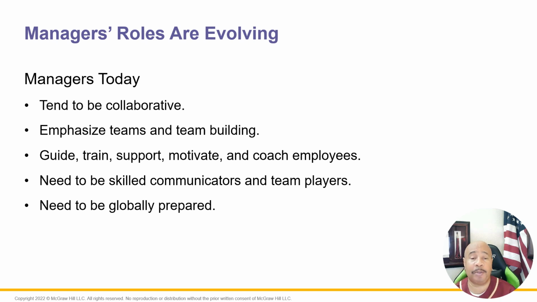Managers now need to be globally prepared. What does that mean? Globally prepared? Do you travel the world? No. What it means is be ready for global influences. Be ready for things that normally don't affect your company that will affect it now, which means AI, which means automation. That's huge right now. Automation.